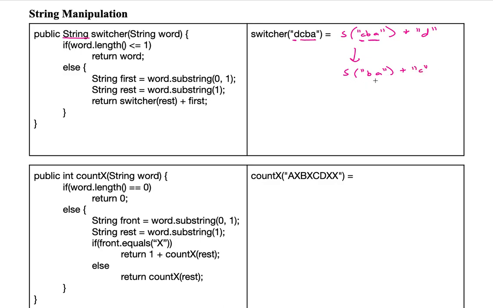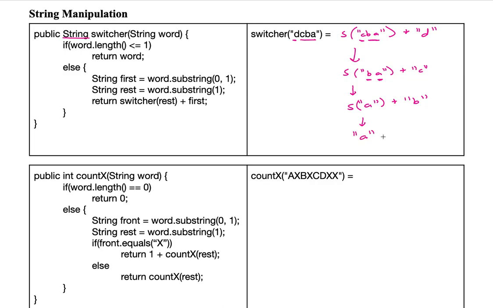So what does switcher BA do? Well, switcher BA, that's going to split up B and A into B, the first, and A, the rest, and call switcher on the rest, which was A, and add to that the first letter, which was B. Now at this point, when we call switcher and pass in A, this hits the base case because the length is less than or equal to 1, so this generates the letter A.